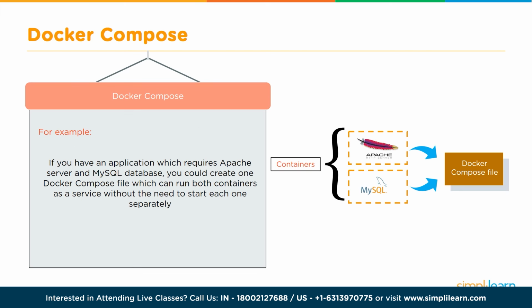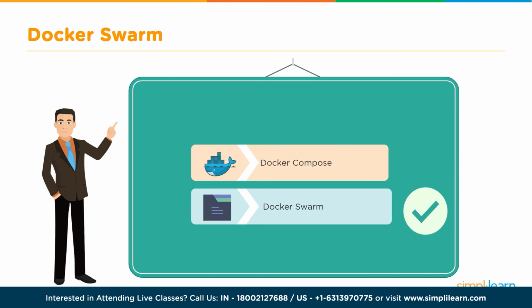So where would you use something like Docker Compose? An example would be if you are running an Apache server with a MySQL database and you need to create additional containers to run additional services without the need to start each one separately. This is where you would write a set of files using Docker Compose to help balance out that demand. So let's now look at Docker Swarm.